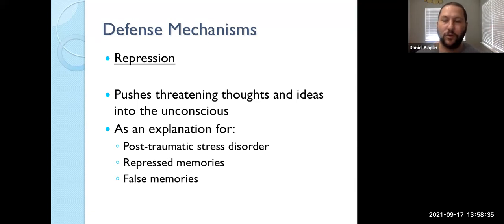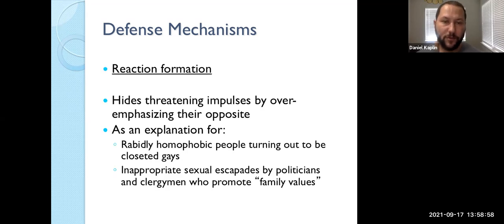It's your body's natural way of saying, I don't want to deal with it. So if a person was sexually assaulted, they might black out and not remember something, right? And Freud would say that would be due to repression, right? Because their body couldn't deal with it. And he says repression is one of the explanations for PTSD, repressed memories, and false memories.